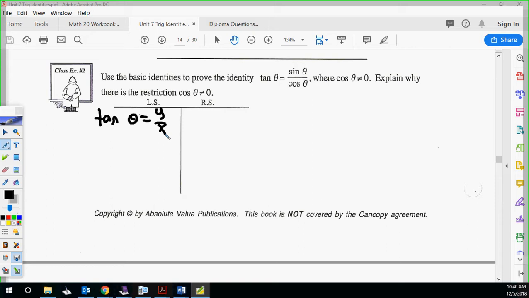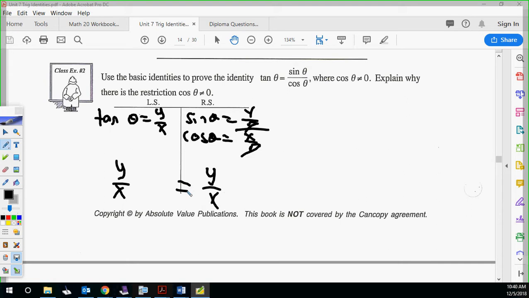Well, what's sine with our ratios? Y over r, right? And then what's cosine? It's x over r, right? And so you can see right here how it's going to simplify quickly. Y over x is what tan is. See the r's cancel? And so then you get y over x. So there's your actual proof rather than saying, well, I just know it is. Okay, so tan is equivalent to sine over cos using your ratio setup.